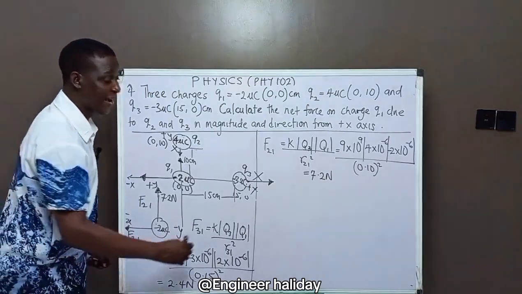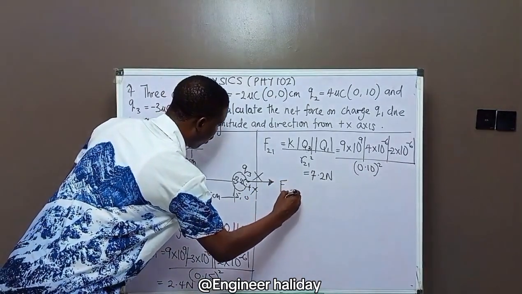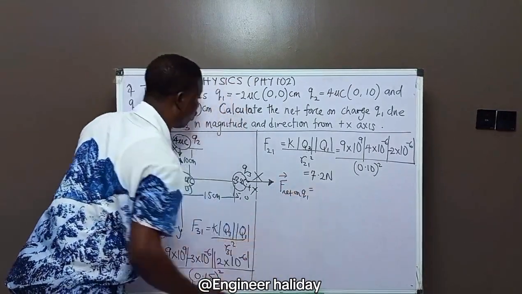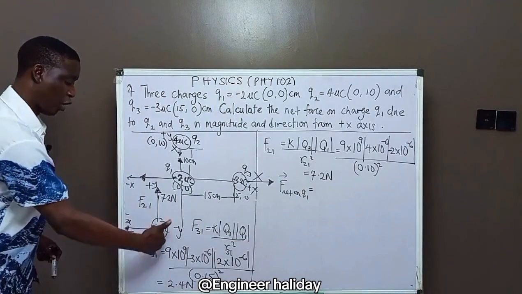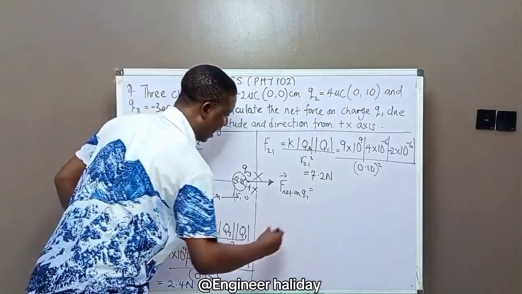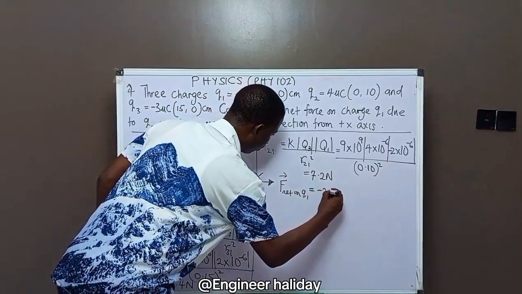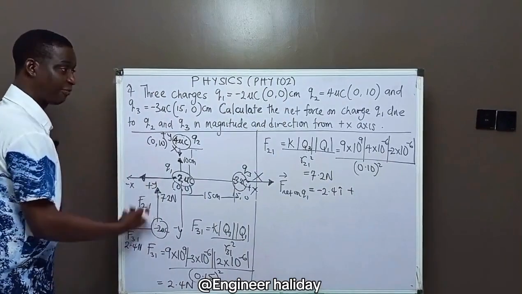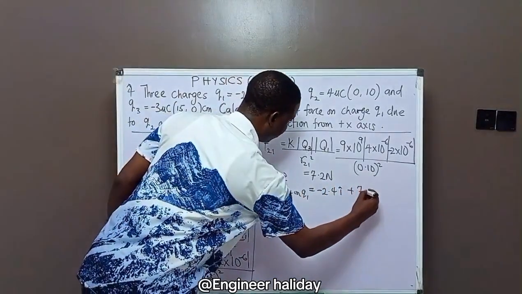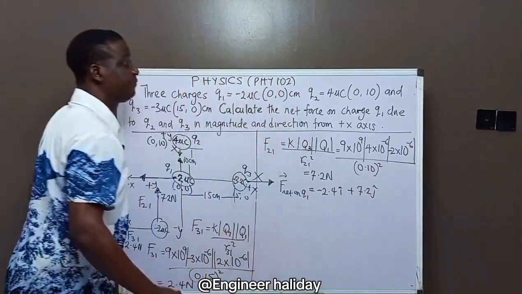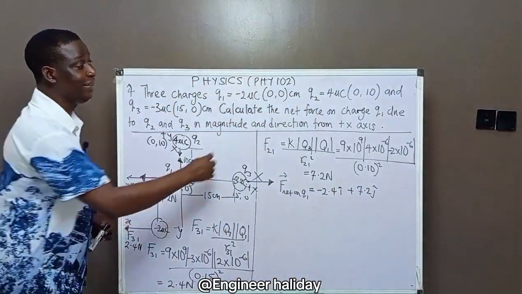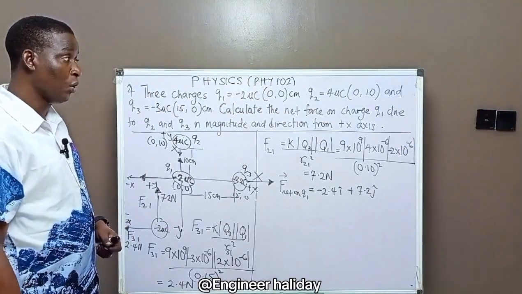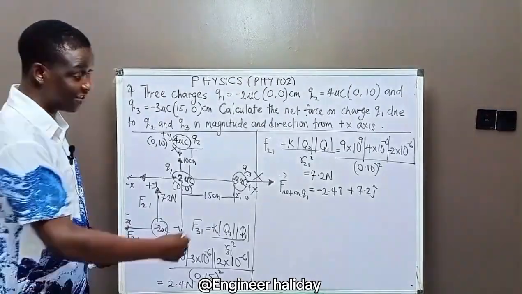So if you want to write it in vector form, our net force on q1 is equal to, we are having 2.4 on the negative x axis. So it becomes minus 2.4 i plus, we have positive y axis, 7.2 j. So this is the vectorial representation of the net force. So if they ask you to find your net force in the vector form or in the vectorial representation form, that is your answer.